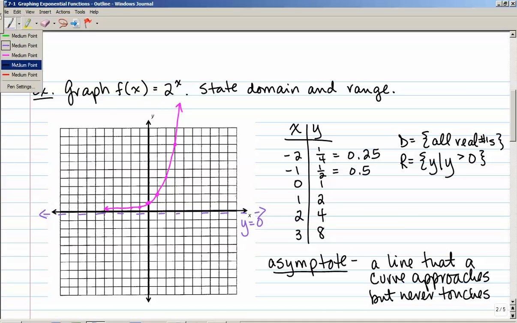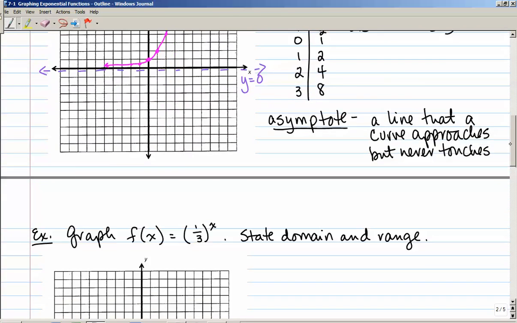And that makes sense that it's the line y equals 0 because, as you can see, my range is y is greater than 0. So all of my curve is going to be above that purple asymptote line right there. Okay, let's try another one.